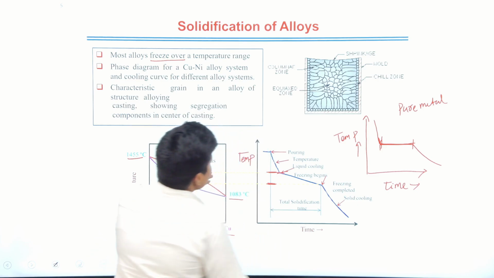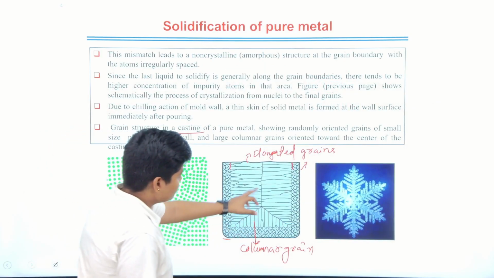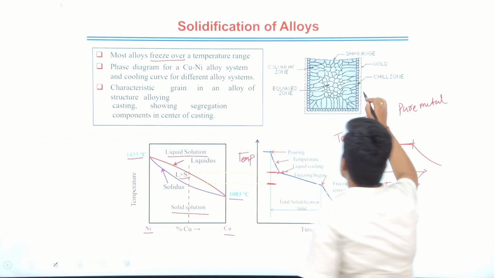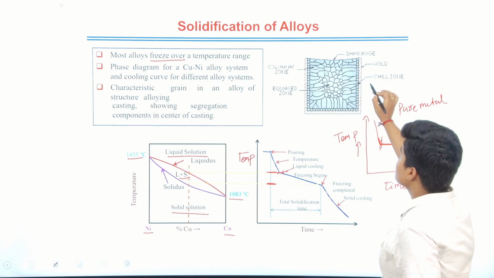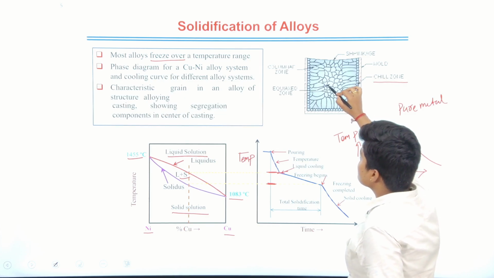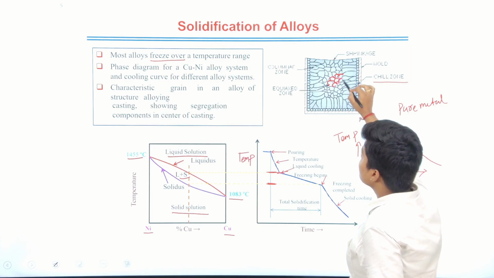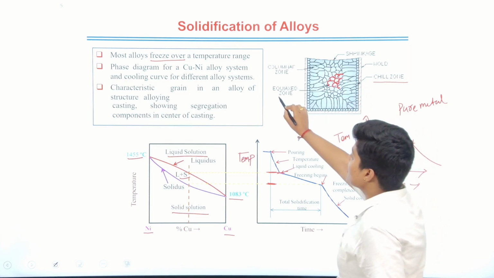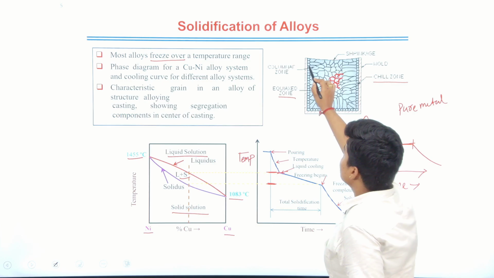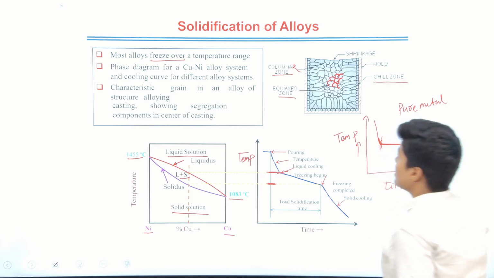As I told in the last slide, there are columnar grains and equiaxed grains. As you can see, this is the mold wall, and the surface is known as the chilled zone. At the center, we can see the stable growth of nuclei, and this is the equiaxed zone. Between the surface and the center, the elongated grains are known as the columnar zone, or columnar grains.